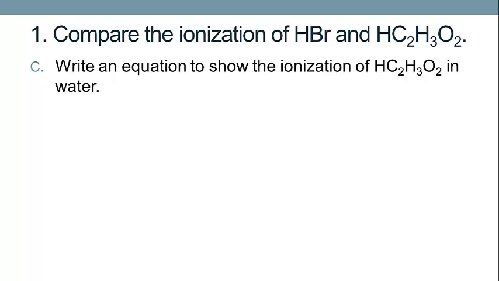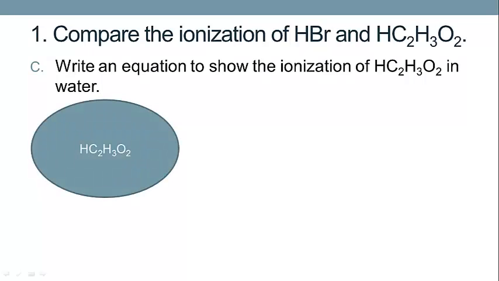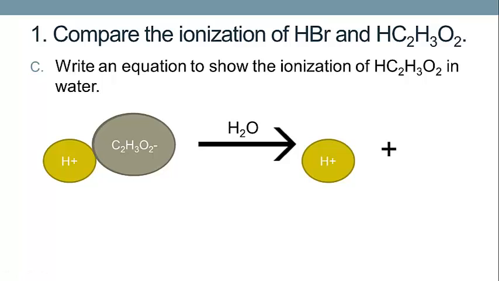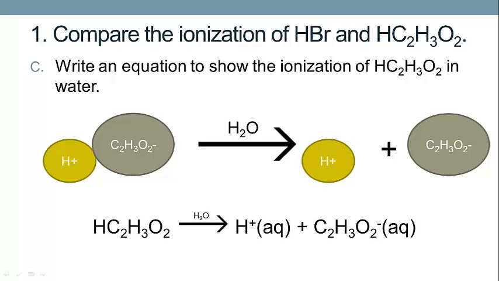Now let's write an equation to show the ionization of acetic acid in water. So acetic acid, this molecule, is actually made of two ions, just like the HBr. So we have an H plus ion, and then we have this acetate ion. This is a polyatomic ion made of many different atoms that have one overall charge. If I add this to water, just like the HBr, we're going to get an H plus that's going to piggyback onto a water molecule to make a hydronium, and we're going to get an acetate with a minus charge. So overall, in our formula, we get hydrogen ion and acetate ion.